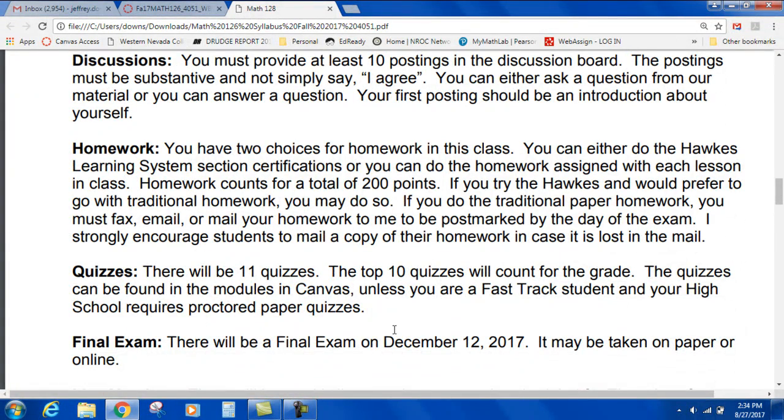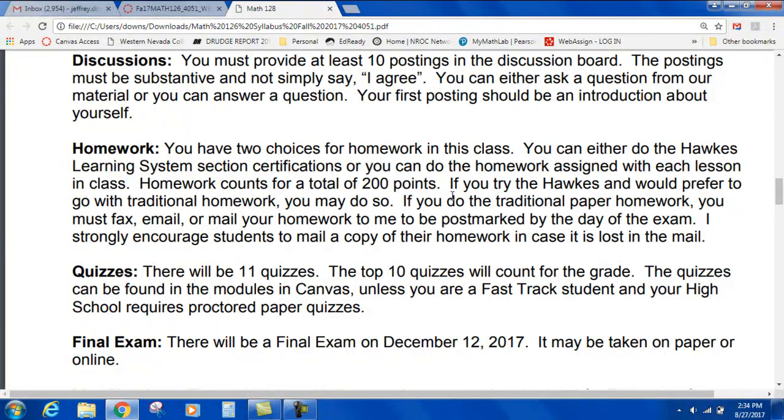Homework: you have 2 choices for homework in this class. You can either do the Hawkes Learning System section certifications, so it says certify, that's the homework right there, or you can do the homework assigned with each lesson in class. Homework counts for a total of 200 points. If you try the Hawkes and prefer to go to the traditional homework, you may do so.